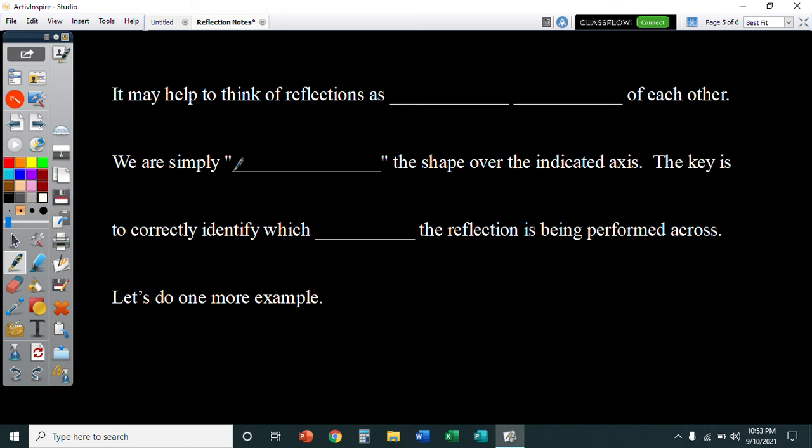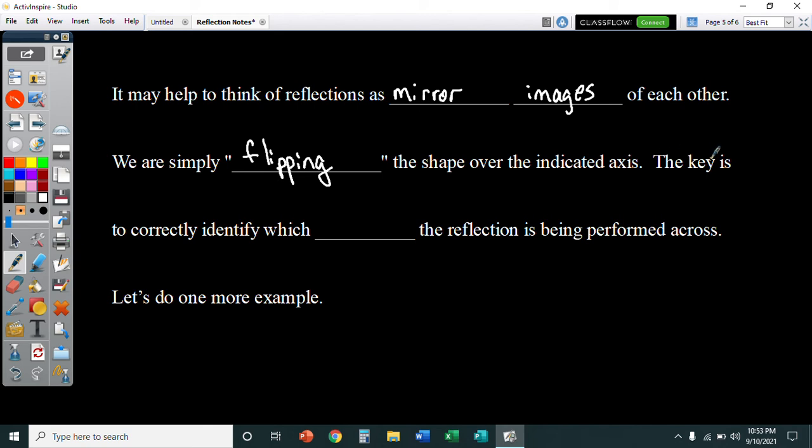So, and I've already said this, but now we're going to put it in our notes. It may help to think of reflections as mirror images of each other. We are simply flipping the shape over the indicated axis, either X or Y.